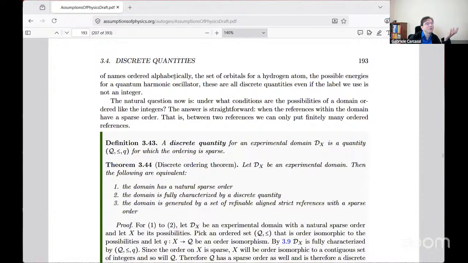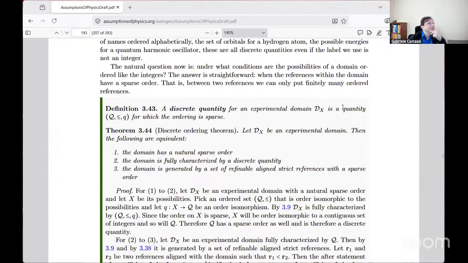And the ordering for the other types of quantities is whatever order you have decided. A lot of the time you actually have an order anyway. So now we have that a discrete quantity for an experimental domain is a quantity for which the ordering is sparse, so that we don't have to say that these are the integers. We just say that the ordering is sparse, which is isomorphic to the integers, so that's fine.